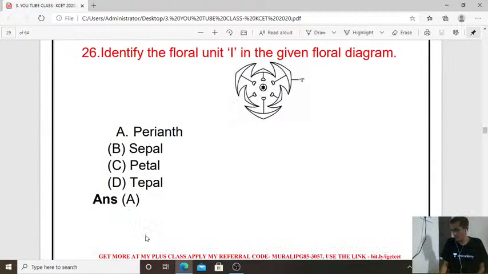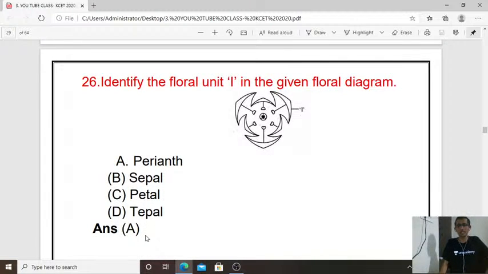26. Identify the floral unit I in the given floral diagram. It is the perianth. If you take the Liliaceae family, the lily flower, where petals and sepals are not differentiated, in that circumstance it is called perianth, and an individual unit of the perianth is called tepal. The entire unit is the perianth, the individual unit is the tepal. Answer is A, not D, remember.